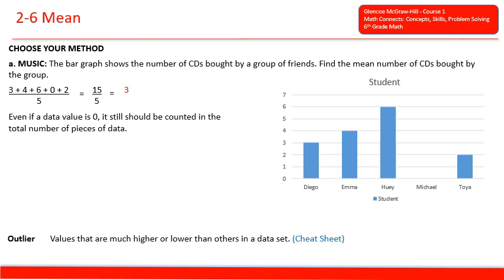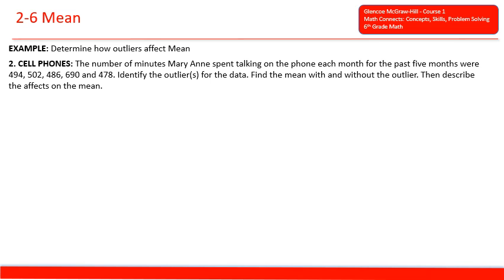And the outlier: values that are much higher or lower than others in the data set. So you could argue 0 might be an outlier here. We're going to look at a more likely scenario with an outlier, and determine how outliers affect the mean. The number of minutes Marianne spent talking on the phone each month for the past 5 months were 494, 502, 486, 690, and 478. Identify the outliers for the data and find the mean with and without the outlier. Then describe the effects on the mean.